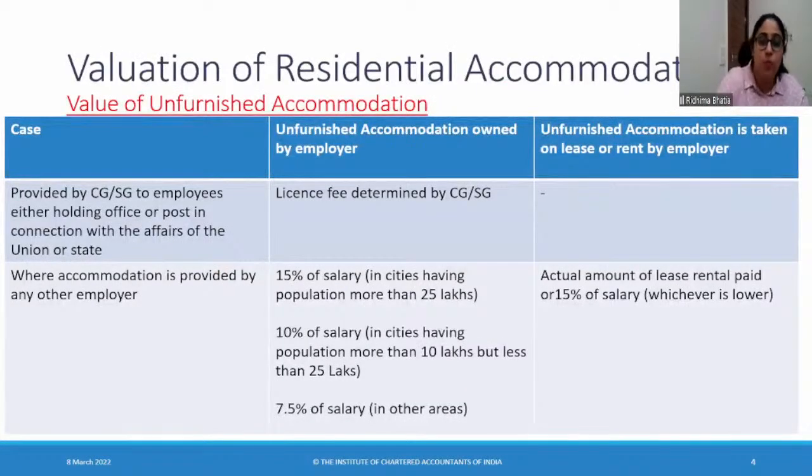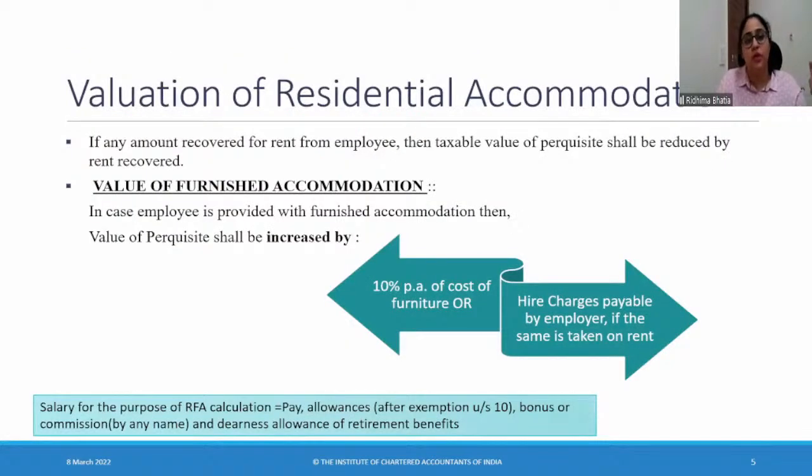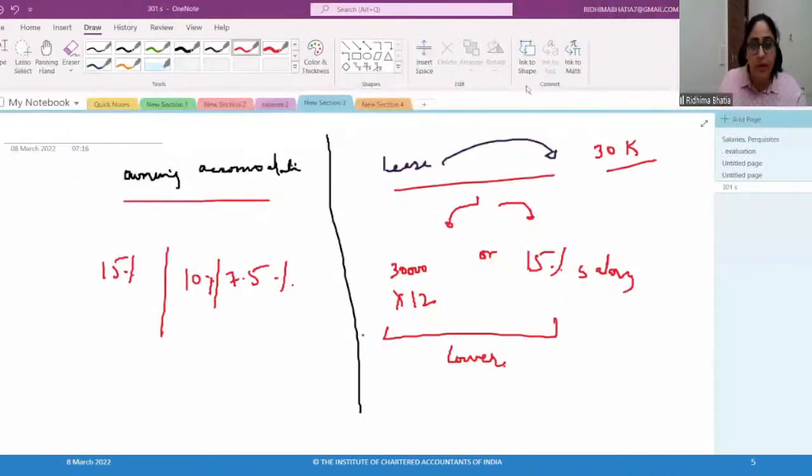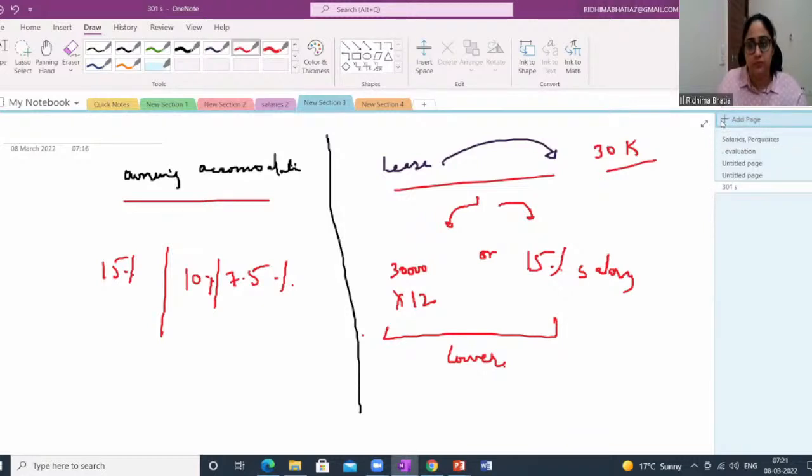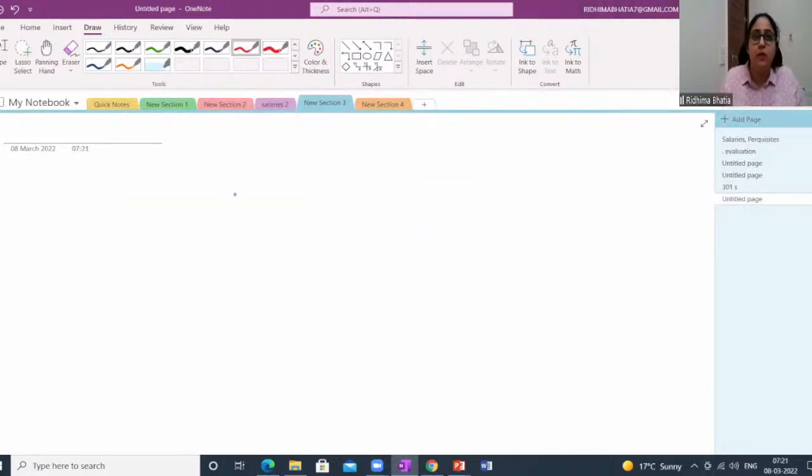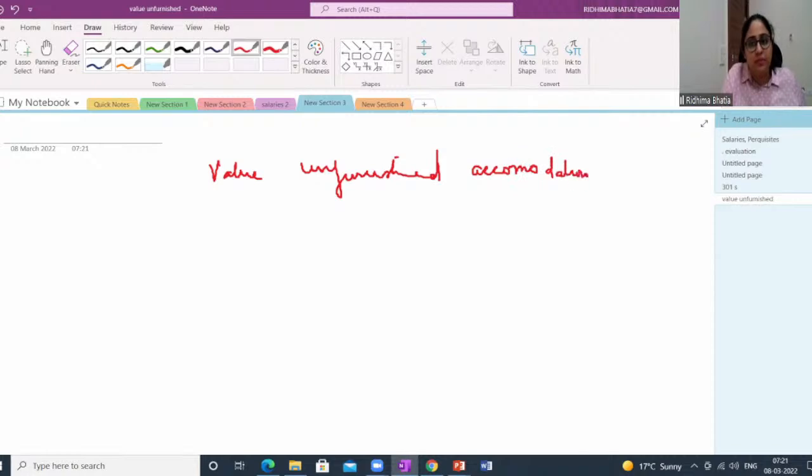Clear? Ma'am, what if the accommodation is furnished? It's a simple thing. Now what has happened: with those four walls and painted walls, a house, there is some furniture also provided to you, because obviously, suppose you are in a transferable job, people do not tend to carry so much furniture with them. So they demand a basic bed, dining table, sofa and all those things, which is generally provided by the company. So how would the valuation be done? First you will value the unfurnished accommodation, which is as per the previous step: if owned, 15, 10, 7.5% of salary; if not owned, lease rental or 15%, whichever is lower.